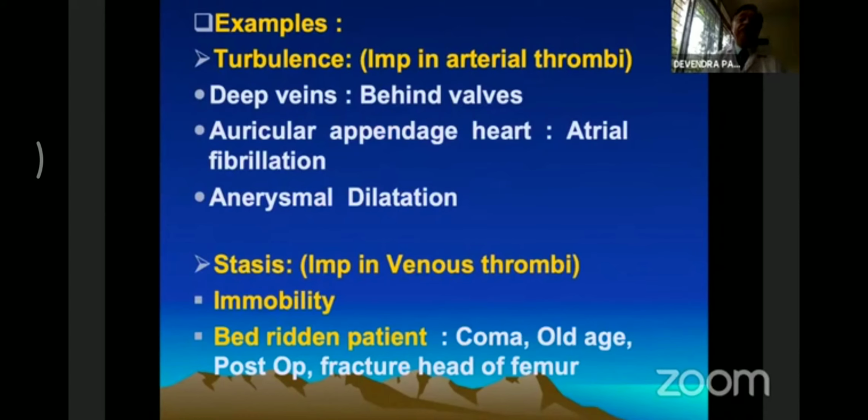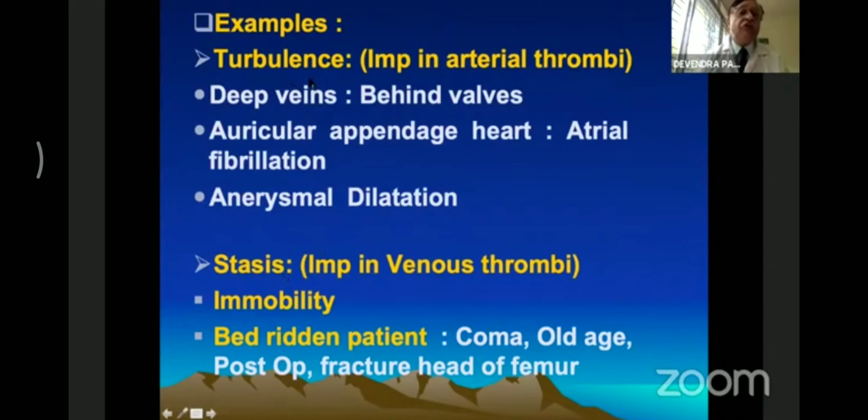Examples of turbulence: behind the valves of the veins, isn't it? Behind them there can be turbulence. Another is the auricular appendage of the heart in atrial fibrillation. When the heart is beating normally, 72 beats per minute, it is contracting fully. When the heart rate increases to 200 or more, then the heart just shivers, so there is stagnation of the blood there. Then aneurysmal dilatation. What is an aneurysm? The blood vessel itself dilates and forms a sac-like opening, so blood just circulates out there and forms currents. That is aneurysmal dilatation, where we will see turbulence.